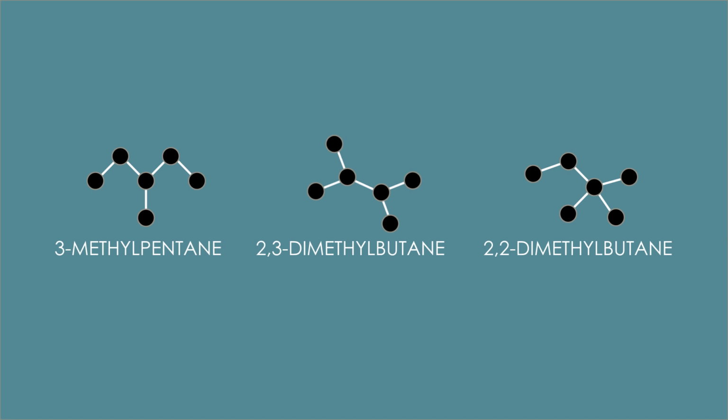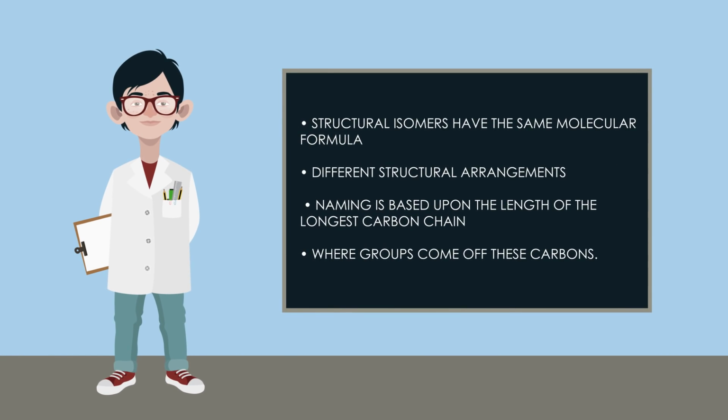So from this video you should know that structural isomers have the same molecular formula but different structural arrangement, and that naming is based on the length of the longest carbon chain.